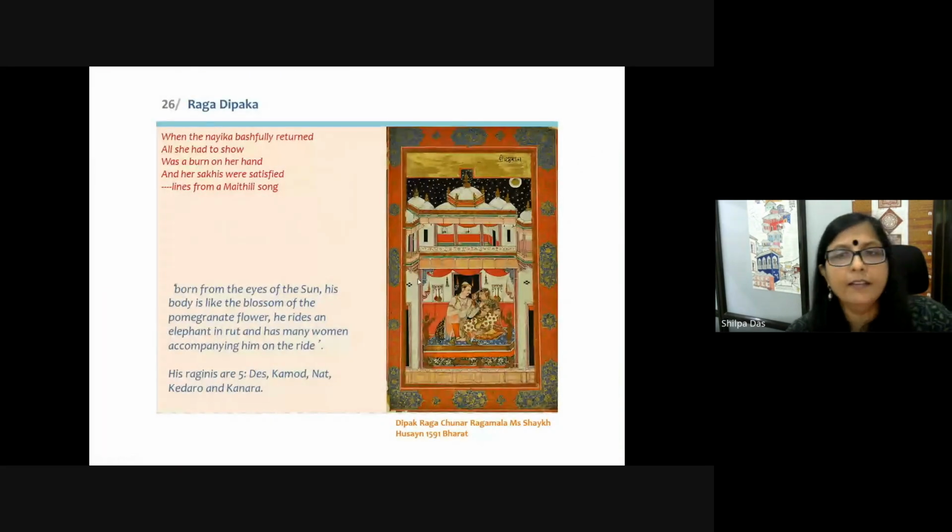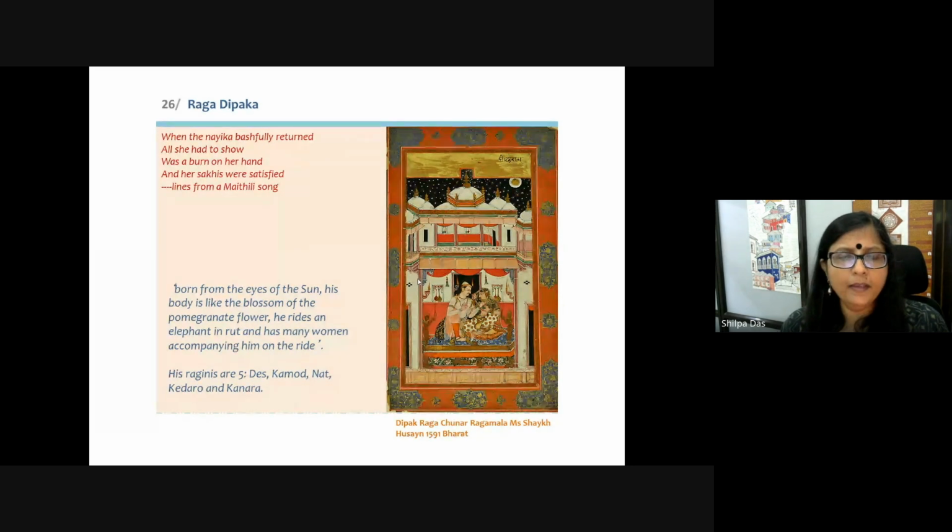So with that, we come to one male raga, which is Deepak. It is said that when the Nayika bashfully returned, all she had to show to her Sakhis was this burn on her hand, and her Sakhis were satisfied, meaning that they knew she had met her beloved. So, what is Deepak Rag?